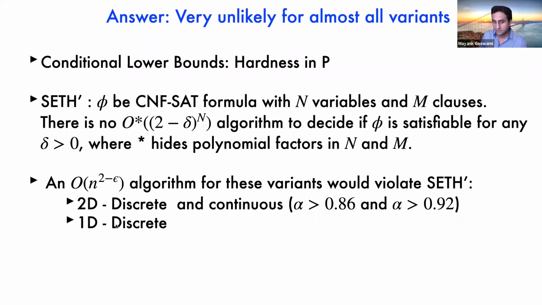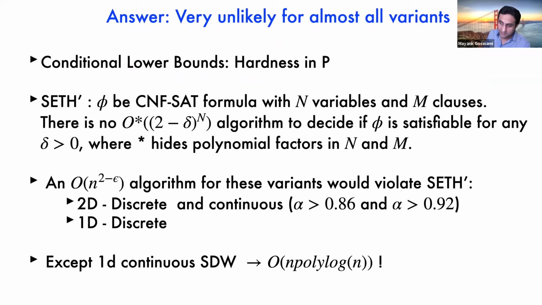For 1D, the discrete setting is subquadratic hard, but surprisingly, we find that in 1D, the continuous setting is not subquadratic hard, because there is a near linear time algorithm for the 1D continuous social distancing. So this is a summary of the lower bounds for the case of two agents on curves.